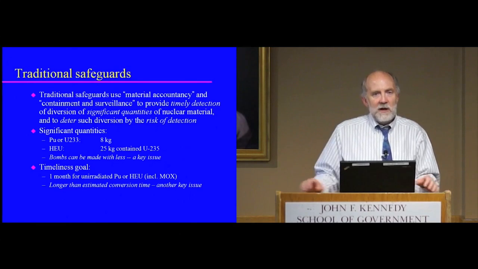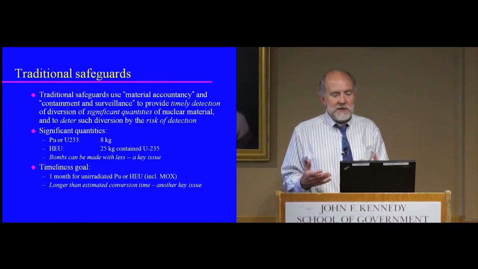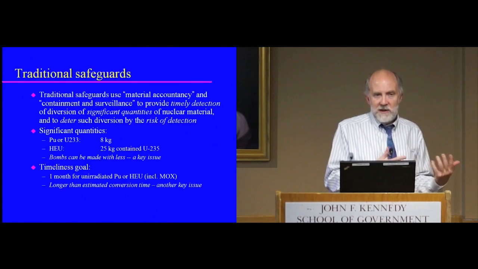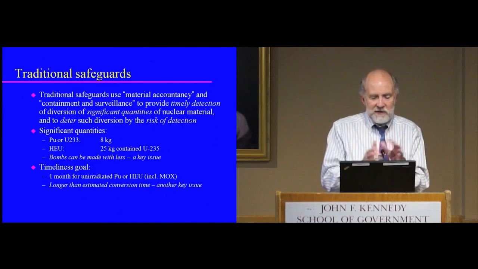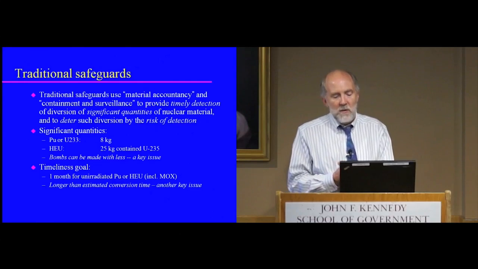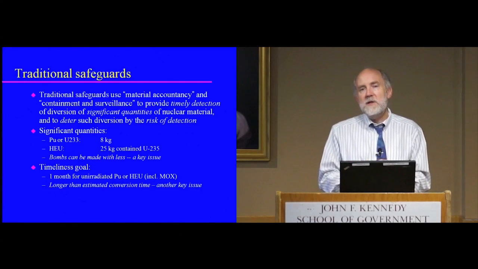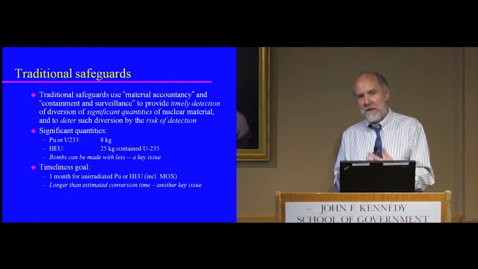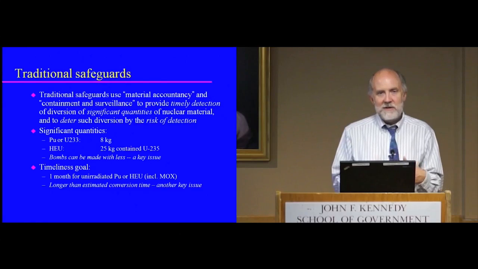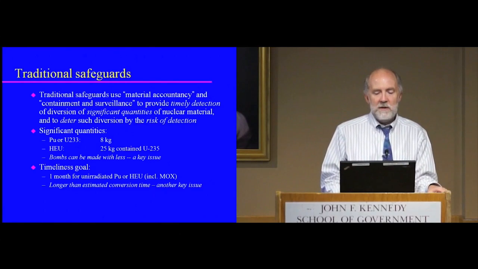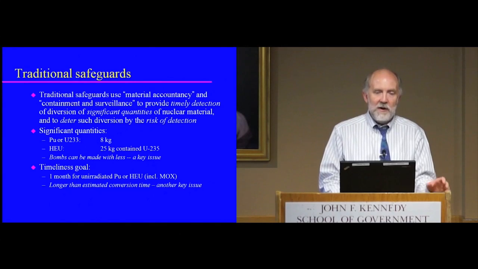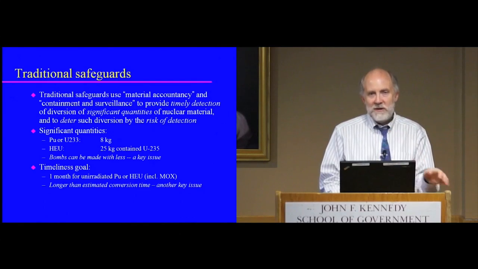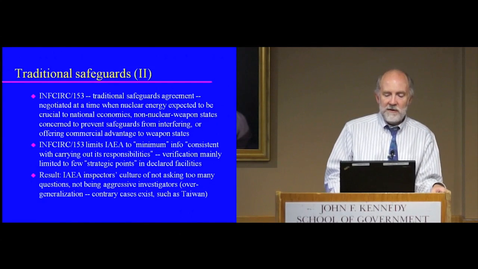So they have a timeliness goal for various kinds of material, as I mentioned, and that goal for plutonium, separated plutonium that's not in spent fuel but is separated, ready to go for use in a nuclear weapon, or highly enriched uranium, is about a month. Now, unfortunately, that's longer than the IAEA's own estimate of the conversion time, that is the time it would take to make that material into a nuclear bomb. But just in terms of resources, having inspections that were much more timely than that would be difficult.